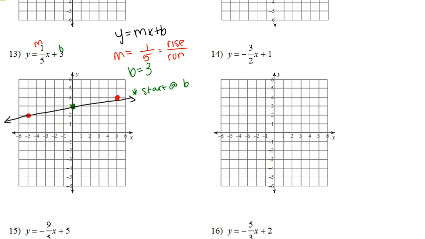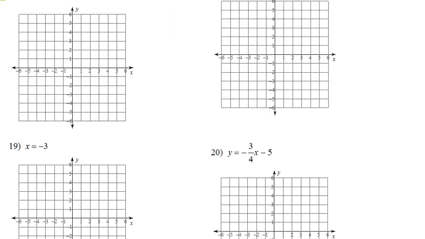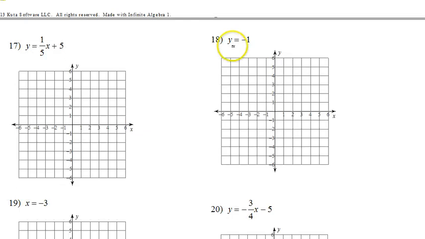Now I also want to make sure we cover a couple of different types of lines. Number 18, this looks a little different. This doesn't look like the y equals mx plus b format. There's no x involved. It's just y equals -1. When this type of line happens, when it's y equals just a number, then this is going to give us a horizontal line at whatever number is right here.